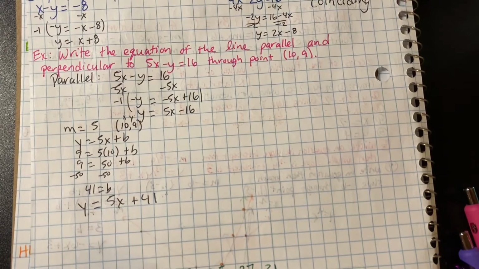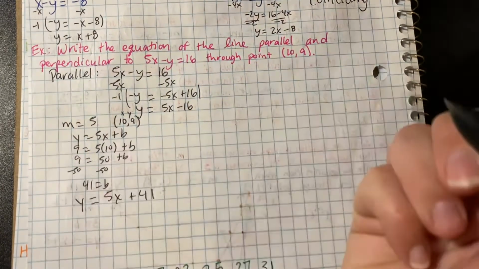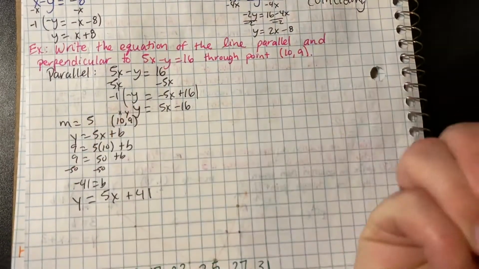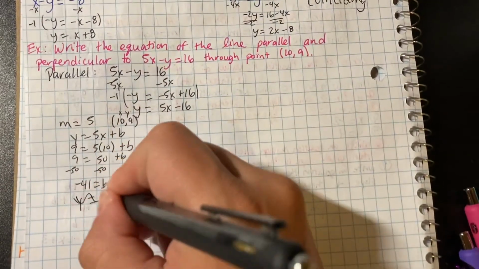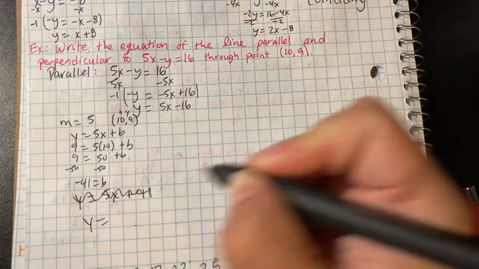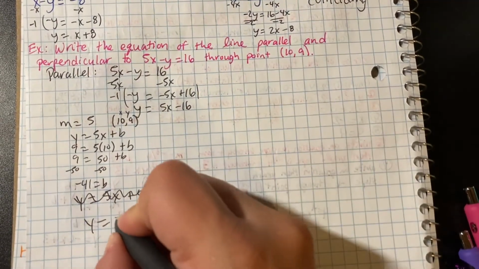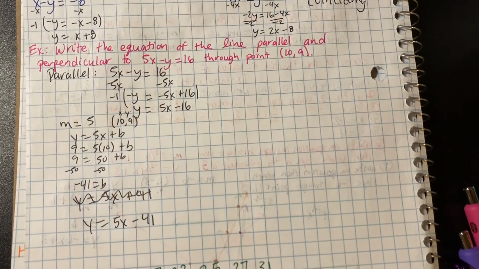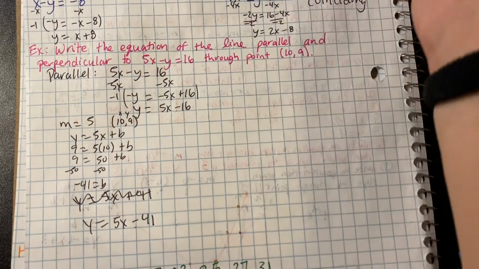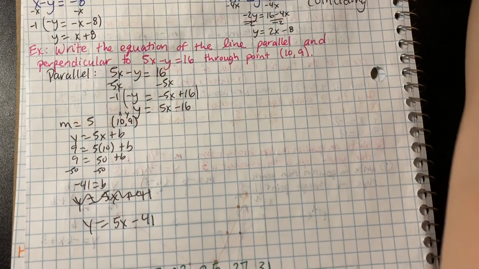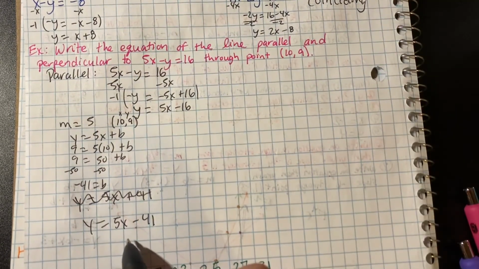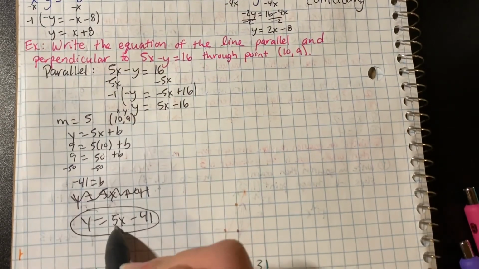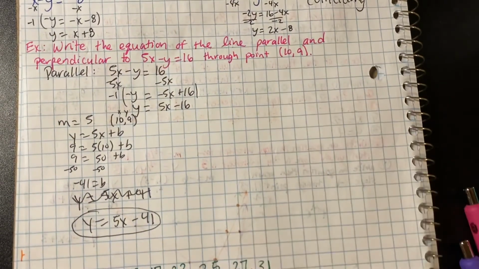Whoops, did I do something wrong? Oh yeah, you guys would have got me. 50 minus b would be -41. So I'm going to rewrite this. So y equals 5x minus 41. Okay, so there we go. That is the parallel line, same slope, that goes through this point.